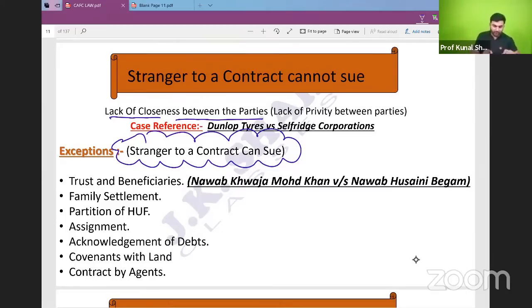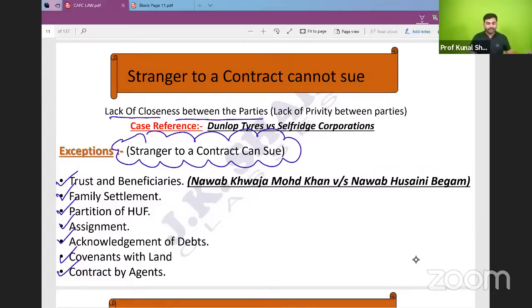Yes, in case of trust and beneficiaries, in case of family settlement, in case of partition of HUF, assignment, acknowledgement of debts, covenants with land, and contracts by agents. In these seven exceptional cases, a stranger to a contract can sue.